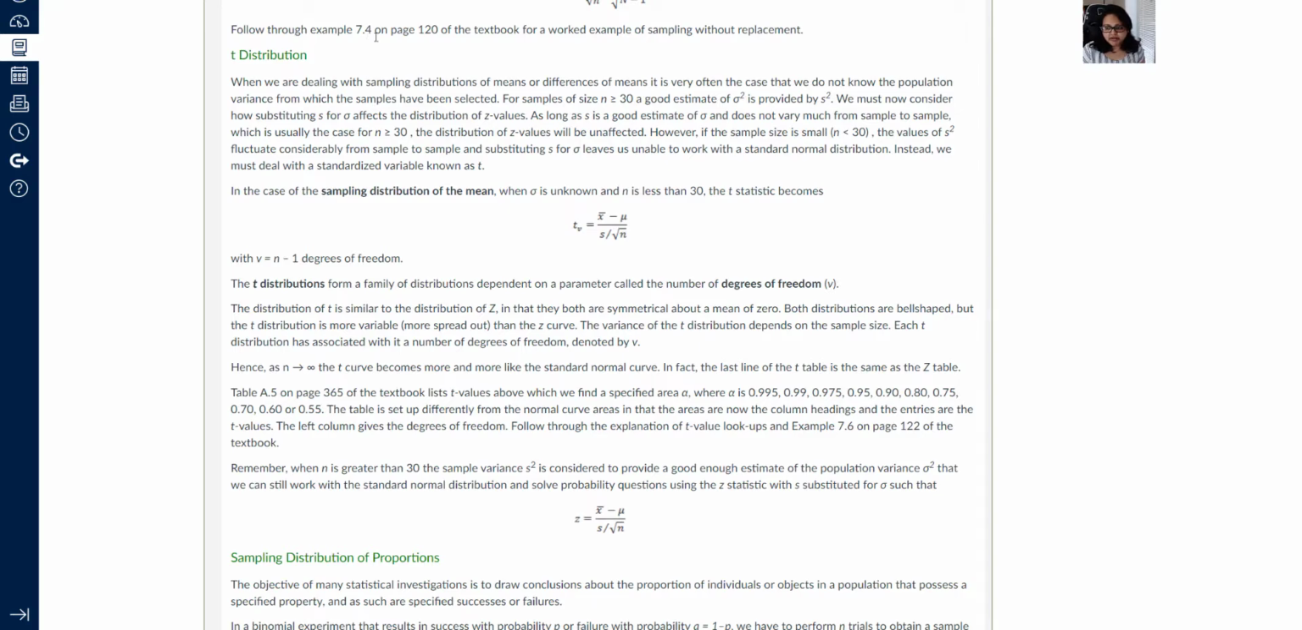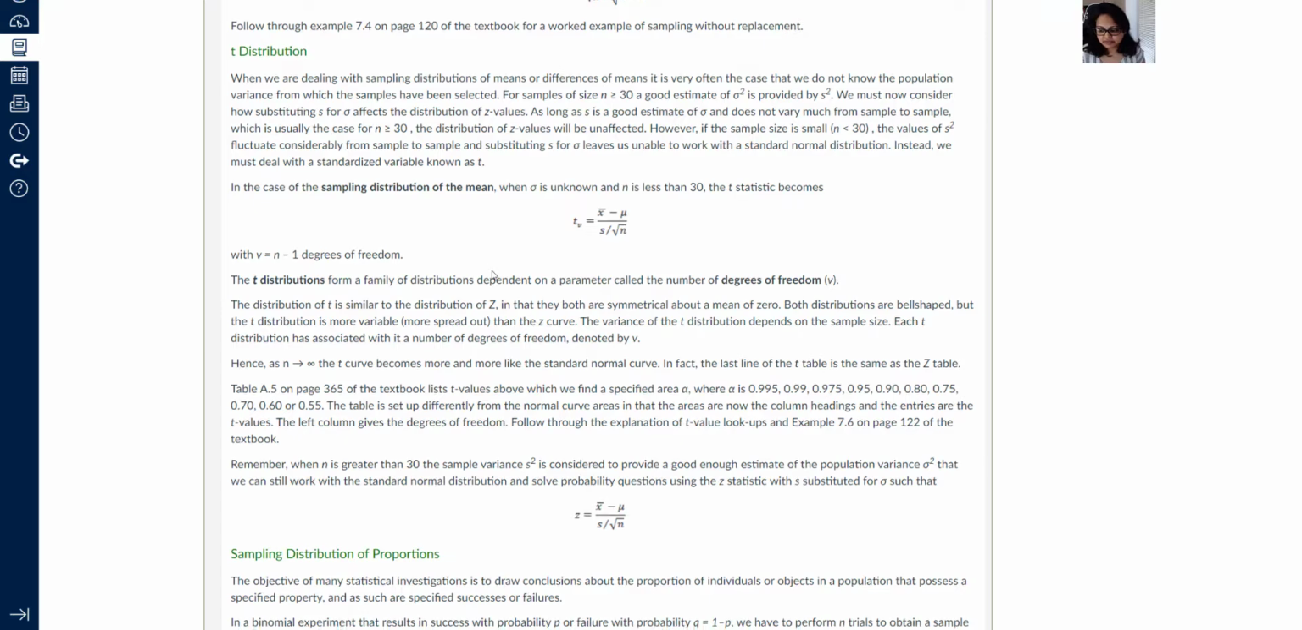Then we talked about the t distribution as well. It's similar to z, but whenever we do not know the population variance and the sample size is small, then we go for the t distribution. So I showed you how you can find the critical values.